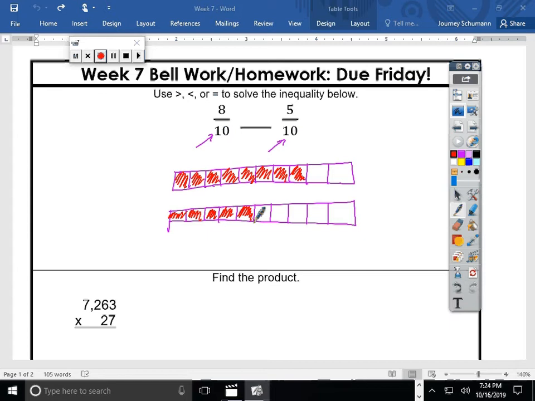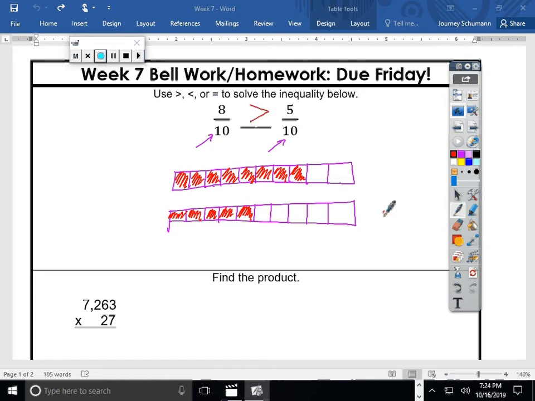So I'm going to shade in just 5 little pieces. Using this bar model, I can see that my favorite candy bar, I hope, is this top one, because it looks to me like it ends with more shaded than the bottom bar. So for that reason, the first fraction must be greater than the second.